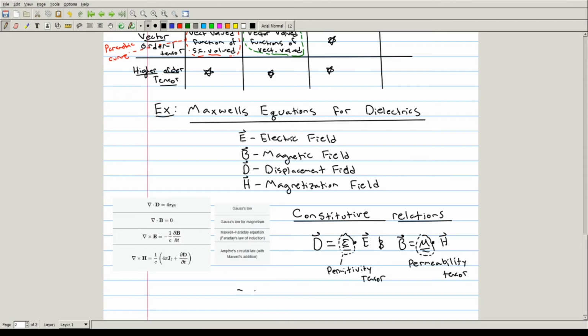So for a material that is isotropic, or not direction dependent, these have scalar function values. These tensors are really just scalar functions. These are also called the constitutive tensors.